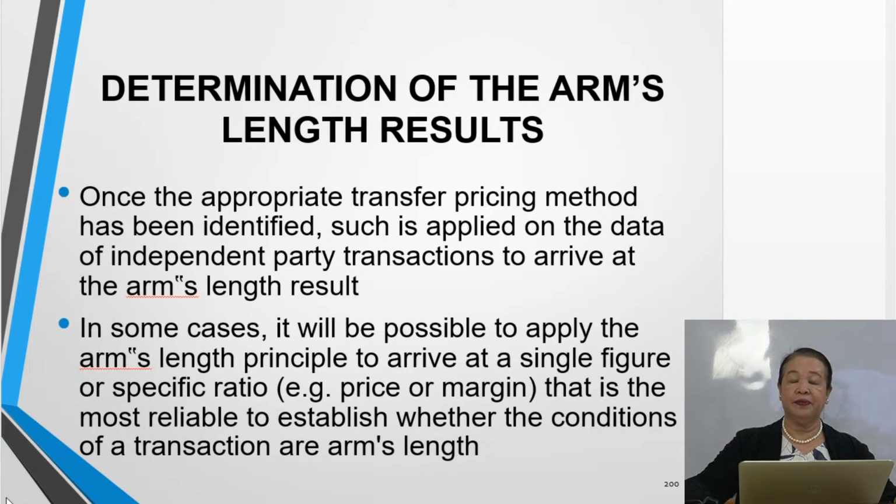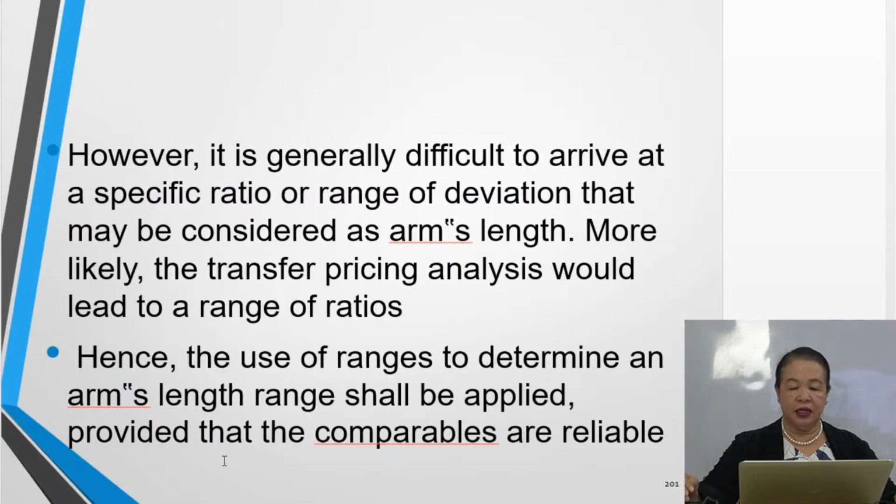So, the effort exerted by the tax authorities in using transfer pricing as a tool for auditing is to ascertain that the taxpayer's transactions are arm's length. When you say arm's length, it should be the same as with the independent party. It is generally difficult to arrive at a specific ratio or range of deviation that may be considered as arm's length. More likely, the transfer pricing analysis would lead to a range of ratios.